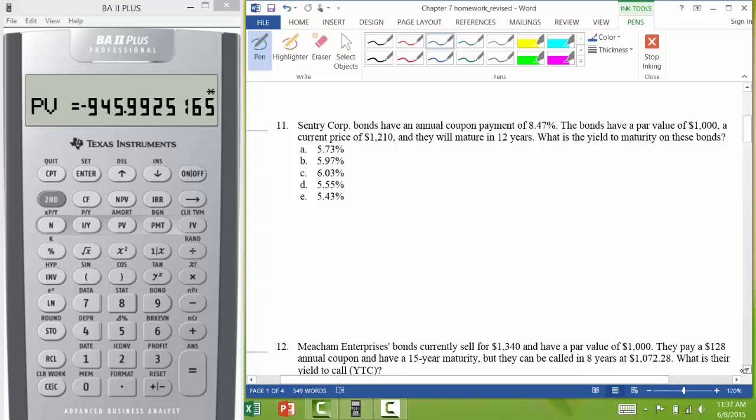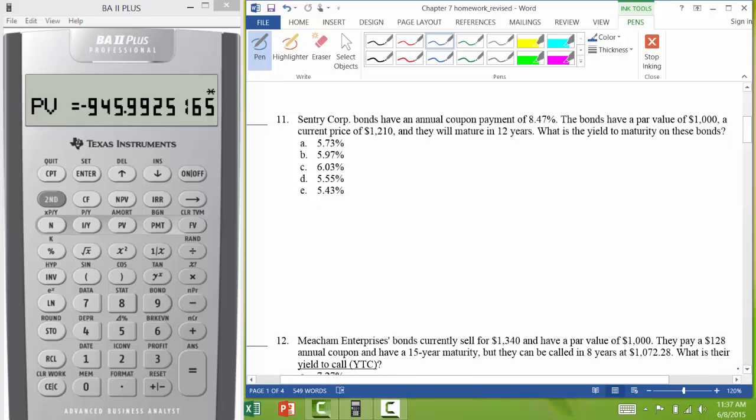Let's go to the next one. Question number 11. Century Corp bonds have an annual coupon payment of 8.47%. So now we're given the coupon rate. And one thing that I should also add is that we should be looking to see what kind of bond we have. And what it says here is that it's an annual bond, and so we know we don't have to make any adjustments to the inputs to the calculator. And we'll see when we do make adjustments when we have a semi-annual bond or a quarterly bond.